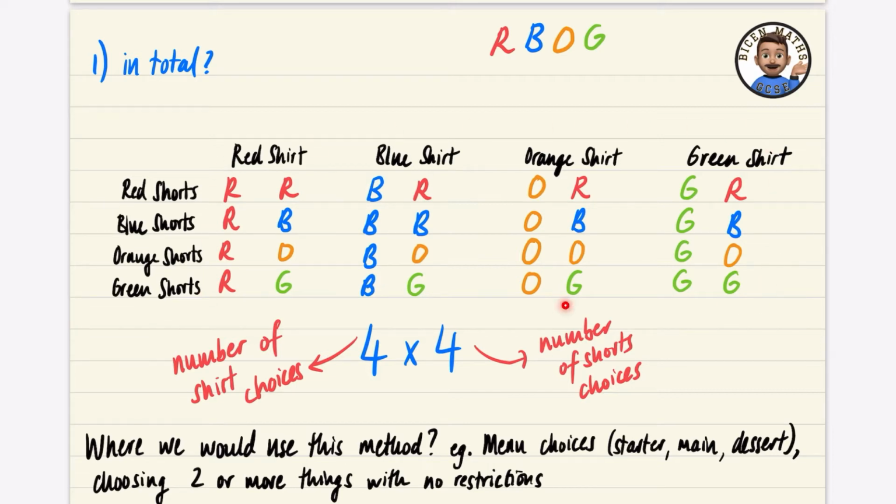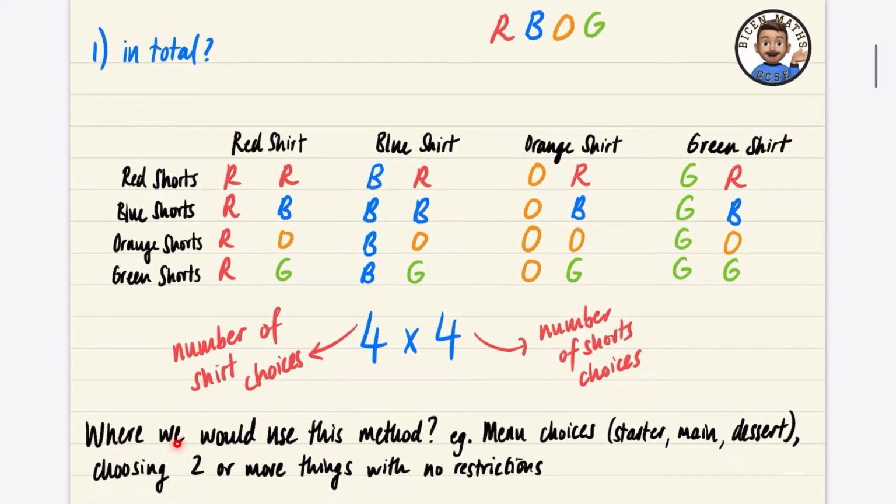And you could draw out this table to help you visualise what was going on here. And I've said, where would we use this method?